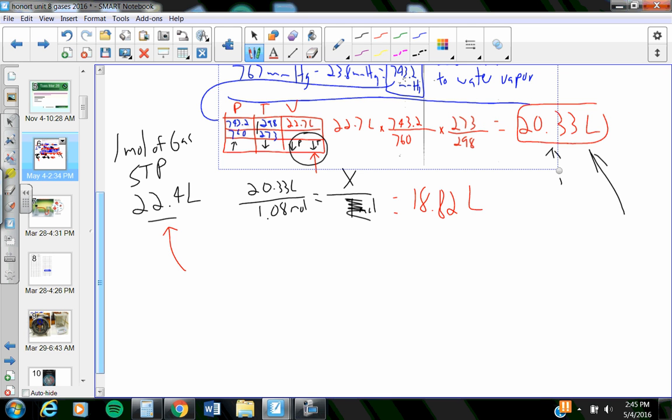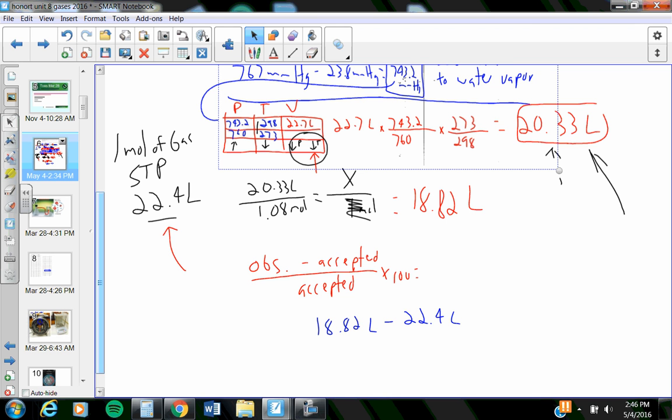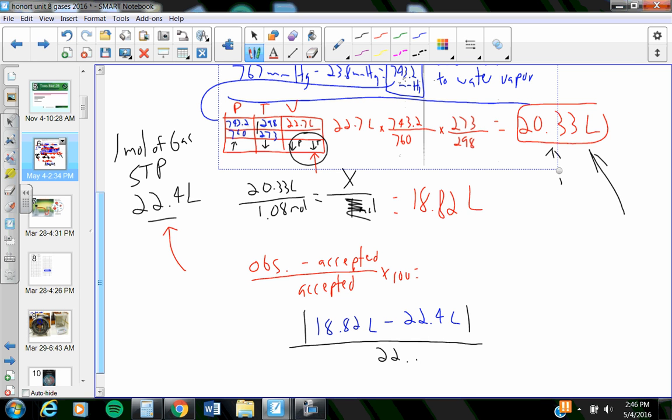So what is my percent error? That's observed minus accepted, divided by accepted, however much they differed, divided by what it was supposed to be, times 100 to equal a percent. So it looks like this. What did I observe? Well, I observed 18.82 liters. What was it supposed to be? 22.4 liters. You're going to get a negative number here. Just use the absolute value. Don't really talk about that much, but that's what it should be. Divided by the 22.4 liters.